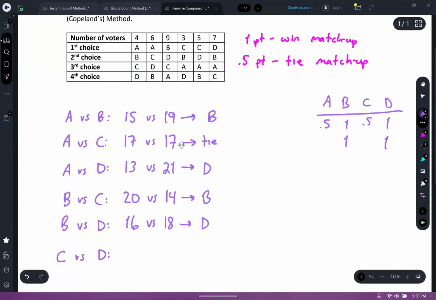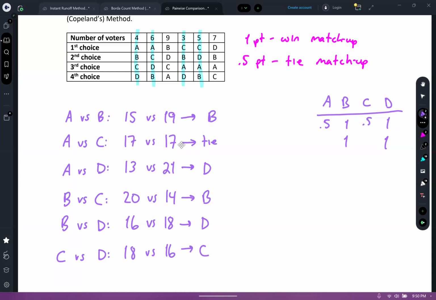And then lastly, C versus D. Let's look for the matchups where C is above D. So right there, right there, right there, and right there. We have 4 columns this time where C is above D. That tells us that 4 plus 6 plus 3 plus 5, which is 18 voters, ranked C above D, and the rest of them, 9 plus 7 is 16, ranked D above C. And so C wins that matchup. C gets another point.